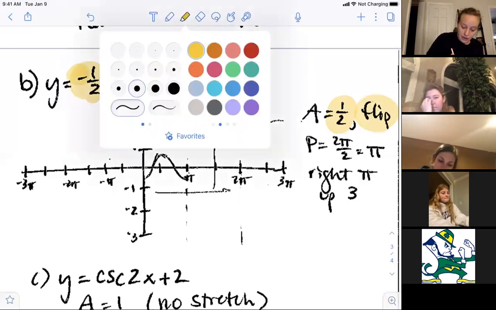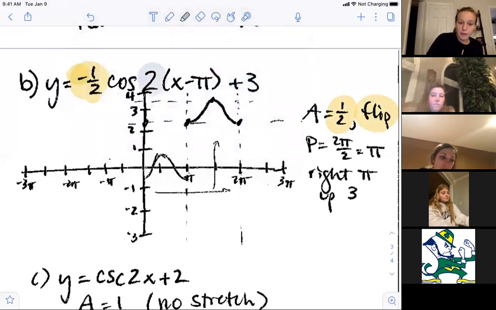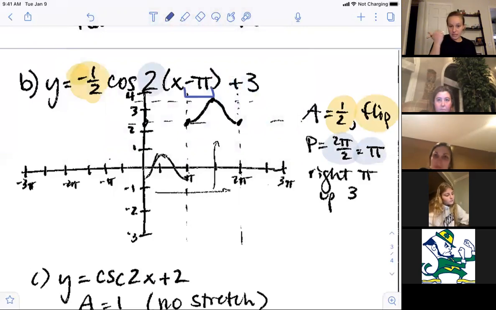The 2 in front of the parentheses of x goes with the period. So we have to do 2 pi divided by 2, which is just pi. And then the last part is that negative pi means that we go to the right pi, and the plus 3 means we go up 3. Okay. Any questions so far? We're all okay on that? Okay.